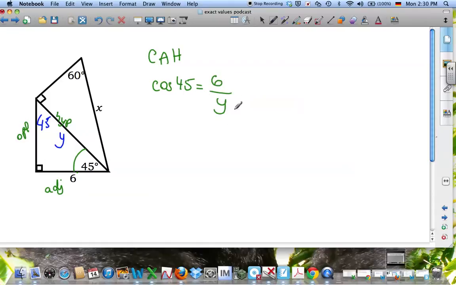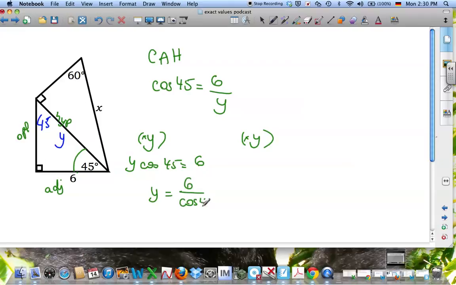Okay. Now, what does your class do here, Mr. D? Well, we need to get y by itself. It kind of depends. Some people can go straight to making y equals. Others like to take 2 steps. So maybe we should do it in 2 steps, just in case. So it helps if we don't have a fraction to start with. So if I multiply both sides by y, that will get rid of the denominator there. So multiply both sides by y gives us y cos 45 equals 6. And then divide by cos 45. Good. And we realize that some of you can go straight to that step, and that's okay.